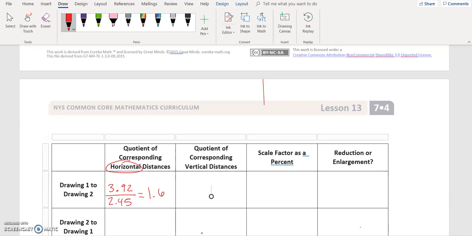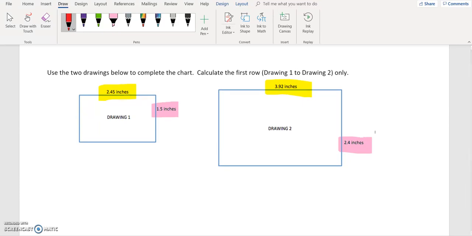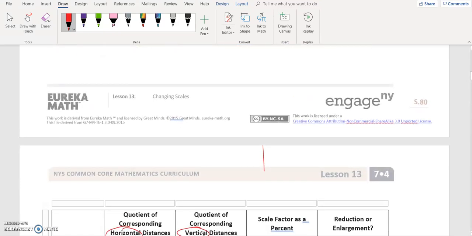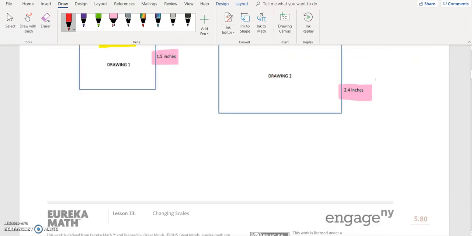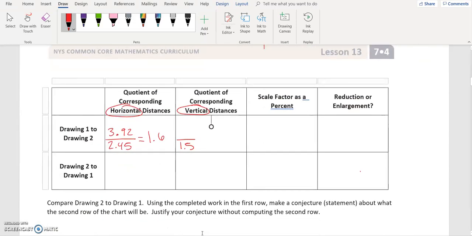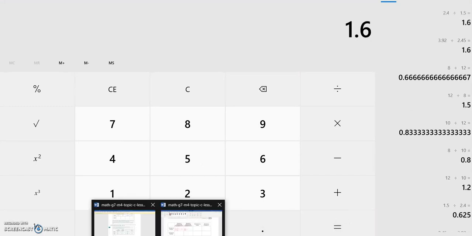Okay, it said horizontal, so now we're looking at vertical. When we look at the vertical up and down, 1.5 is our original, so that's our denominator. 2.4 is the numerator. So 2.4 divided by 1.5 gives me 1.6.